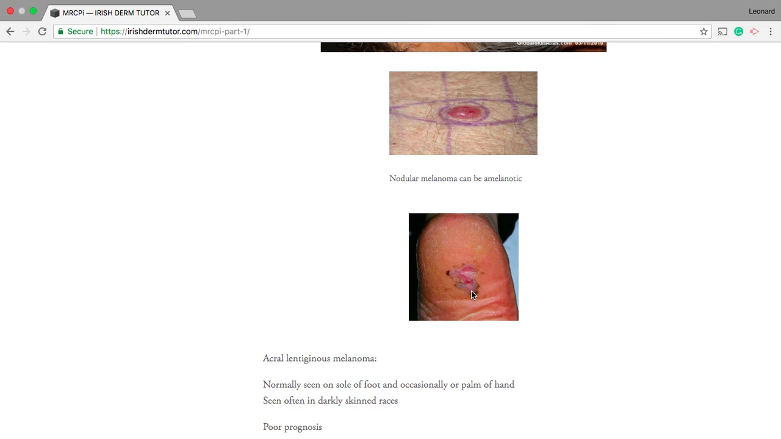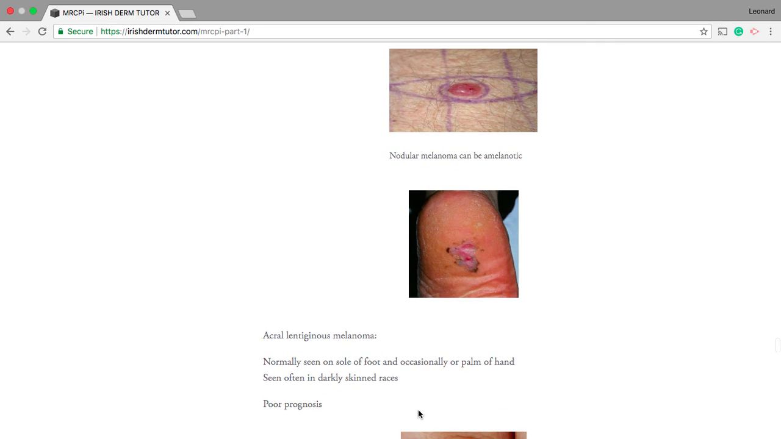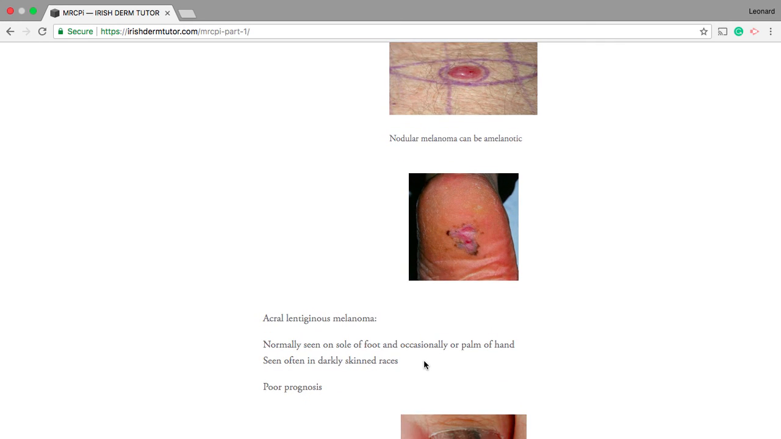Another variant, which is actually quite rare to see, is acral lentiginous melanoma. And this is just melanoma affecting the acral areas, such as the soles of the feet and the palms of the hands. And even though this is a Caucasian patient, we often see this in darkly skinned races. It often has a poor prognosis, and this may in part be due to the fact that people often miss a pigmented lesion on the soles of their feet.